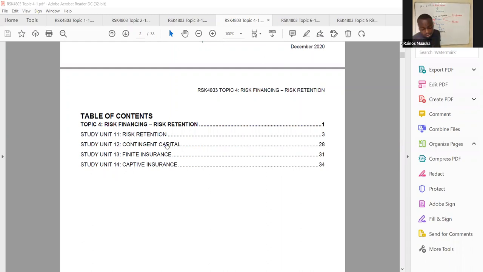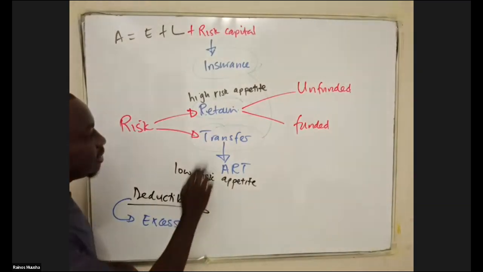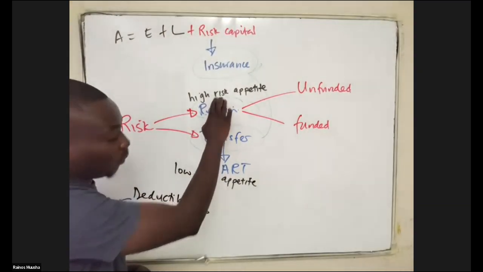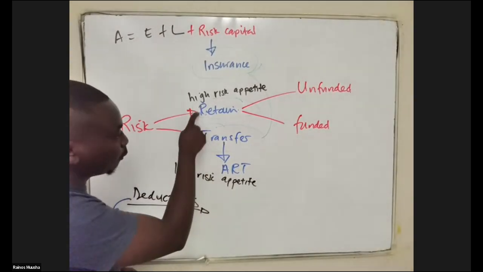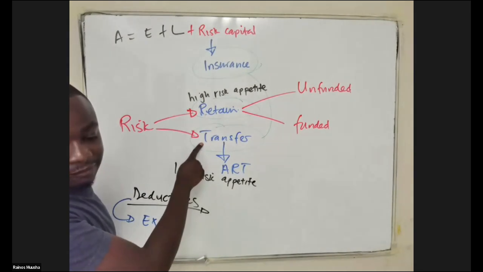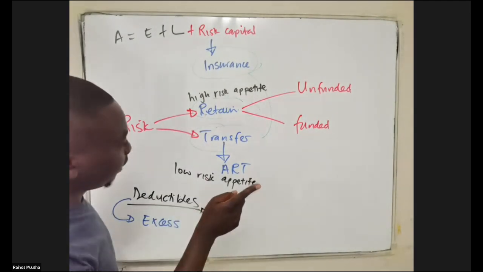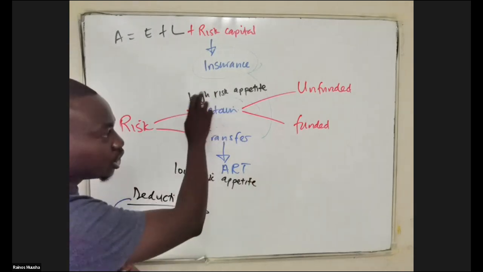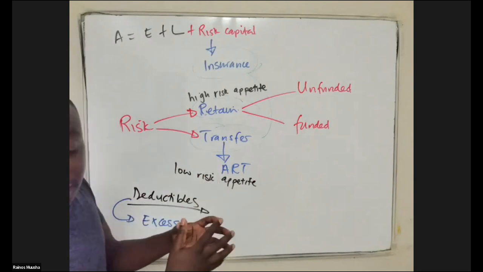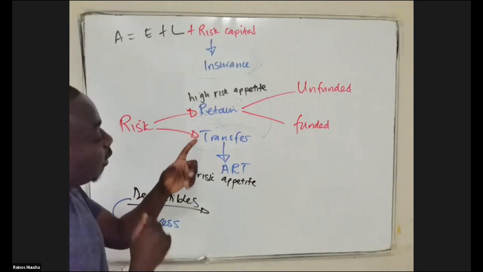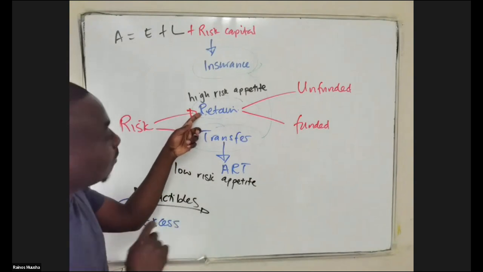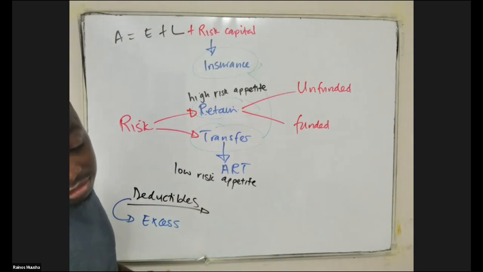Then we also look at contingent capital. Remember we said it's either you fully retain the risk or you transfer the risk. So in study unit 11, we are going to analyze how you check the capacity to ensure that you do have the capacity to retain the risk. Because remember, if you don't have the capacity to retain the risk and you don't have a plan in place to retain the risk, then you have to go the risk transfer route as well.